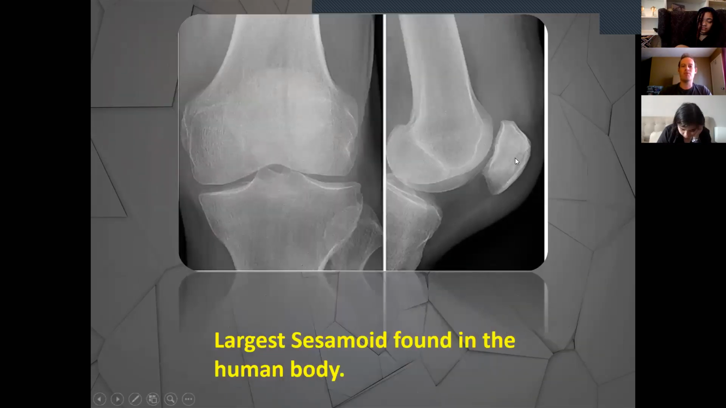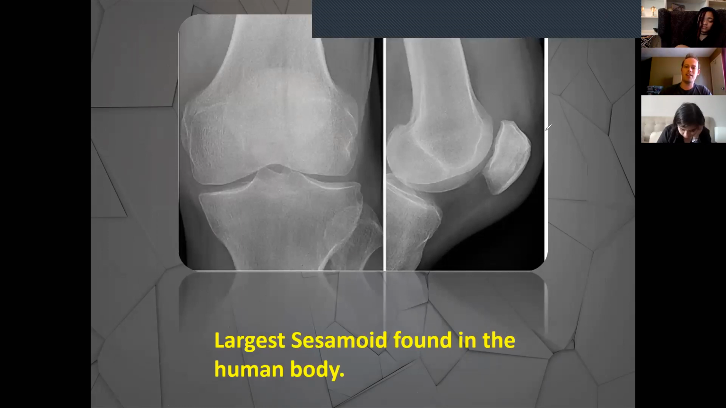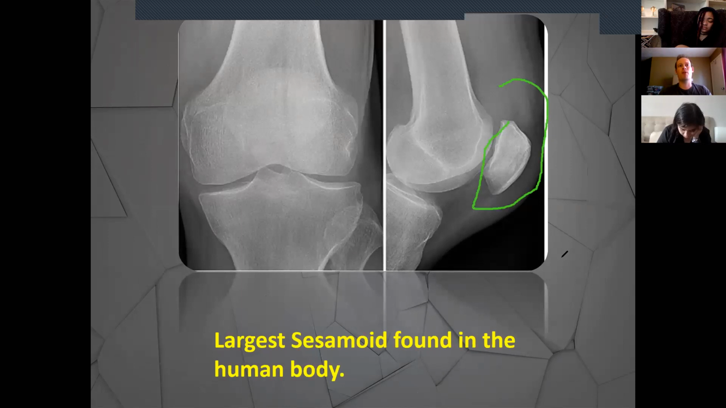And then once again, I'm saying this a lot for a reason. Make sure you do not forget that the patella is that largest sesamoid bone found in the human body. Patella is located right here, by the way, on this AP view. And this is the patella on the lateral view of the knee.